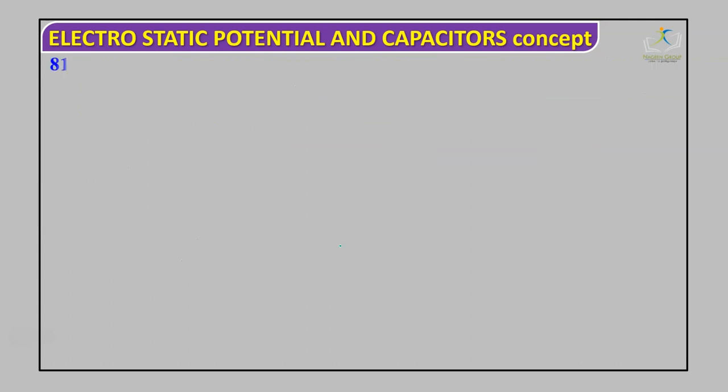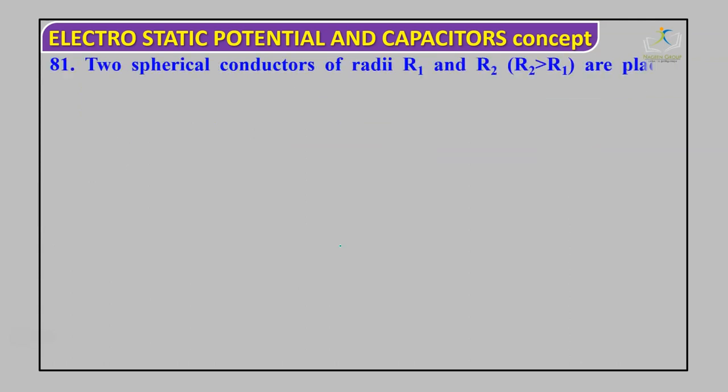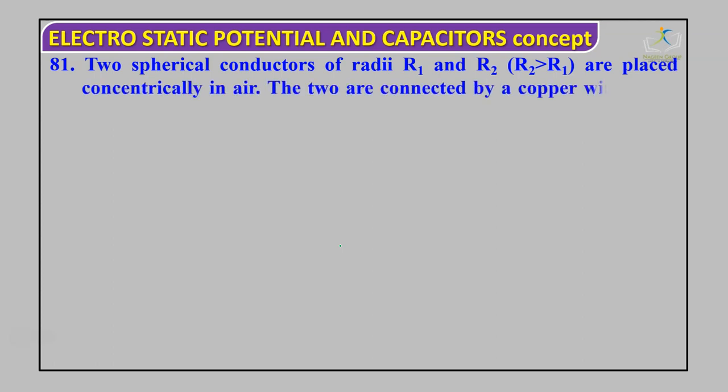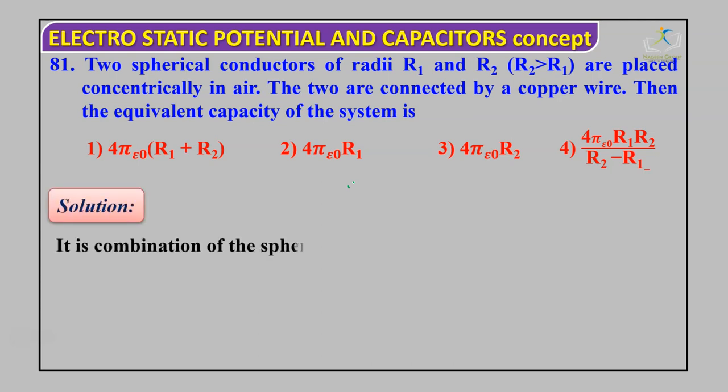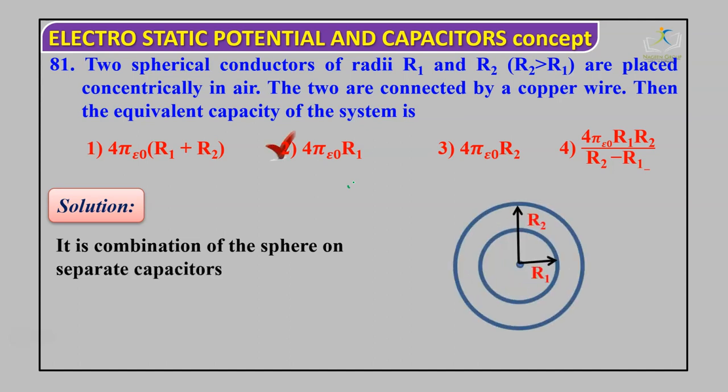Next question we have: two spherical conductors of radii R1 and R2, R2 greater than R1, are placed concentrically in air. The two are connected by a copper wire. Then the equivalent capacity of the system is, the options are these. Let us see the solution. It is a combination of a sphere and separate capacitors. So the correct option is option 2.